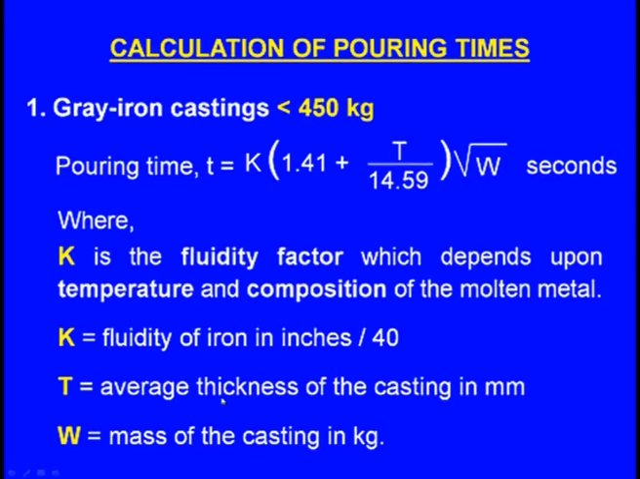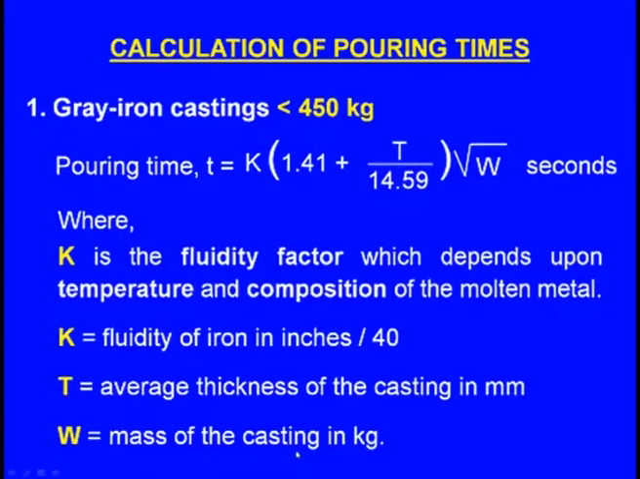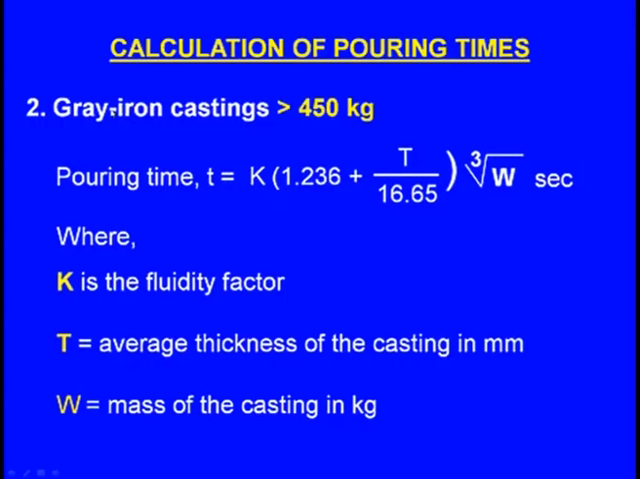T is the average thickness of the casting in millimeters. W is the mass of the casting in kilograms. So, this is the pouring time for the gray iron castings when the weight of the casting is less than 450 kgs. Now, let us see the second case. What happens if the weight of the casting is more than 450 kgs?